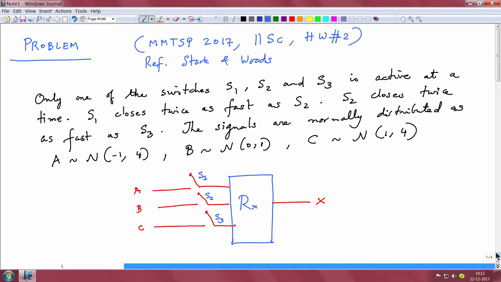Only one of the switches S1, S2 and S3 is active at a time. Switch S1 closes twice as fast as S2, switch S2 closes twice as fast as S3. The signals are normally distributed as follows: A is normal with mean -1 and variance 4, B has mean 0 and variance 1, and C has mean 1 and variance 4. So, basically you have these switches which will operate and then you get some received signal X.